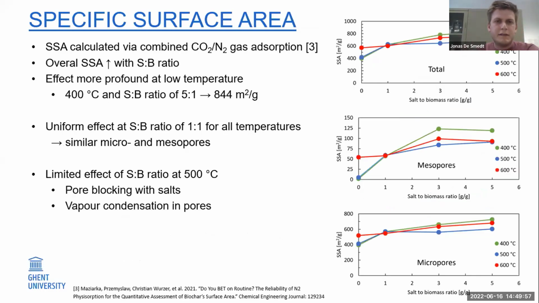So it wouldn't be a presentation on activated carbon if I did not talk about the characteristics of our activated carbon. First of all, we'll talk about the specific surface area. On the right-hand side, you can see three graphs representing the effect of the salt to biomass ratio on the specific surface area obtained for each applied temperature.